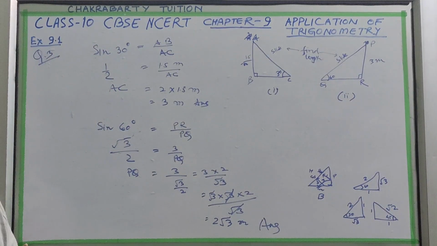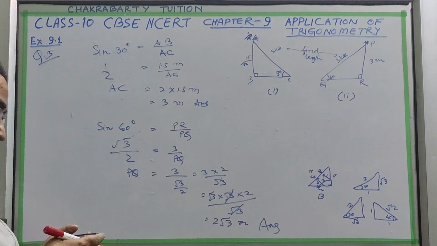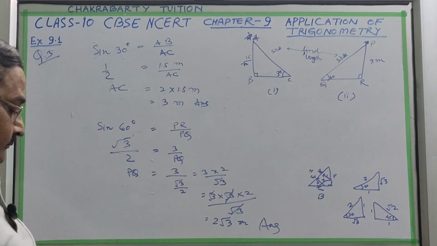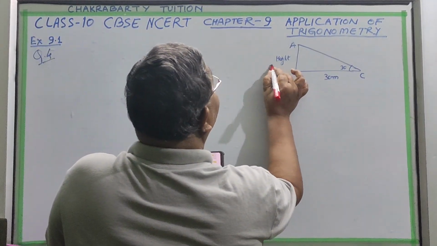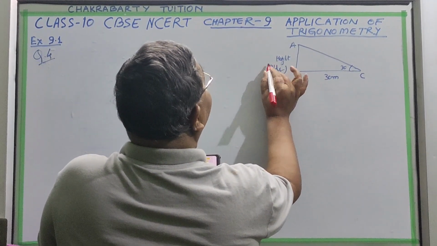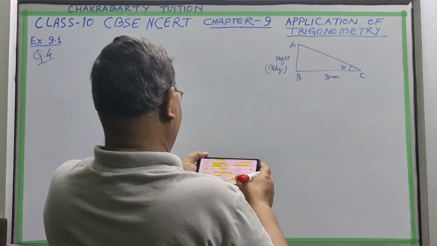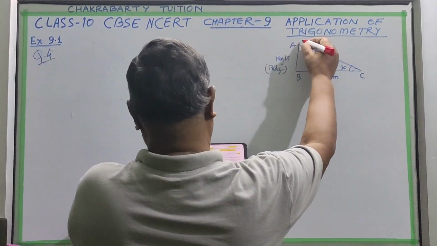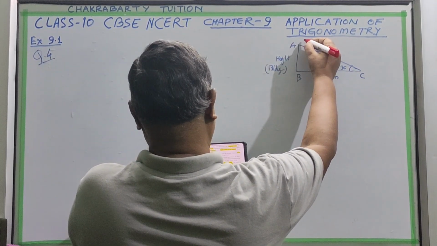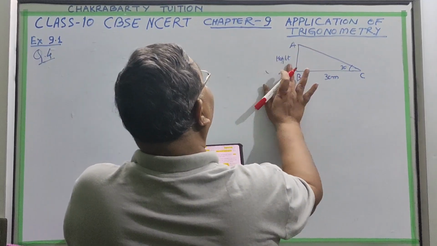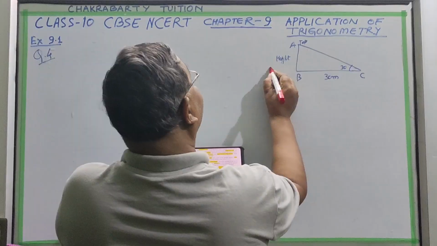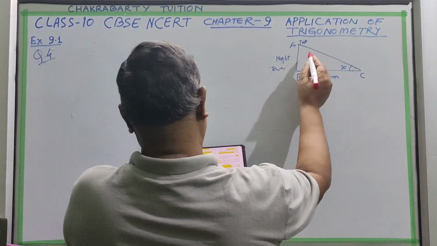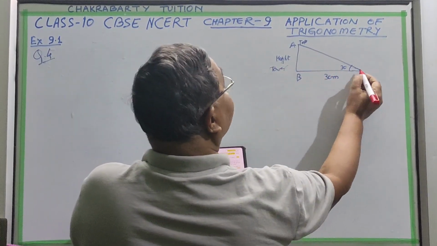Now we will go to question number 4. Here is one tower. The angle of elevation of the top of a tower from a point on the ground is to be found.